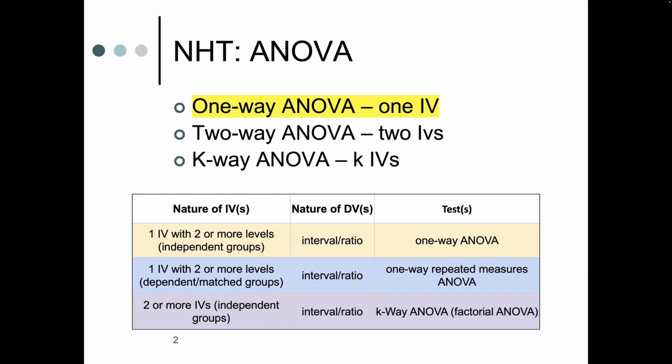So I mentioned that you can run an ANOVA for 2 levels. Really, you only use it if you have 3 or more. So 3 or more that are independent groups is what we're talking about. We still have one dependent variable. And so we're going to conduct a one-way ANOVA.